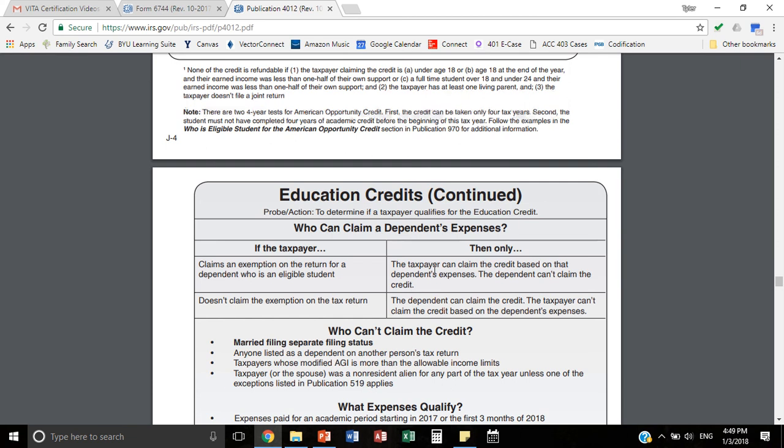So it's really important when students come in that we determine whether or not their parents are claiming them as a dependent, because if they are, then the student cannot claim the credit. It does say that if the taxpayer does not claim the exemption on the tax return, then the dependent can claim the credit. So if a student's parents are not claiming them as a dependent, then they can claim the credit. So that's a little bit about that.